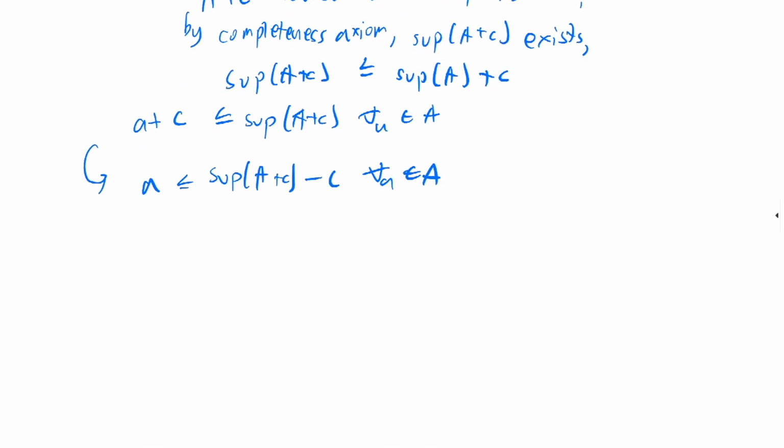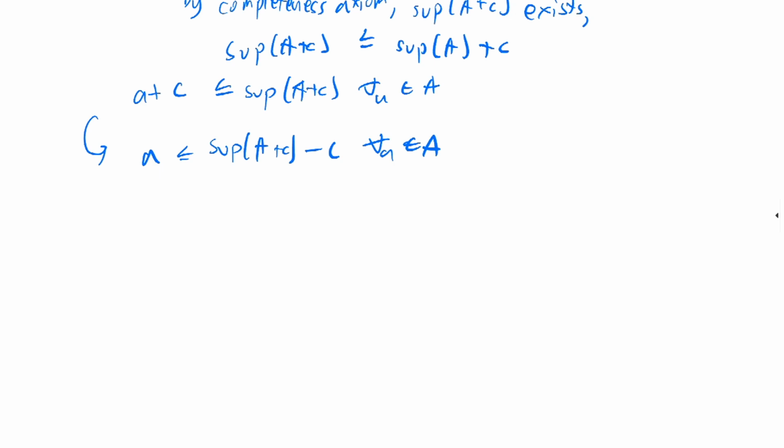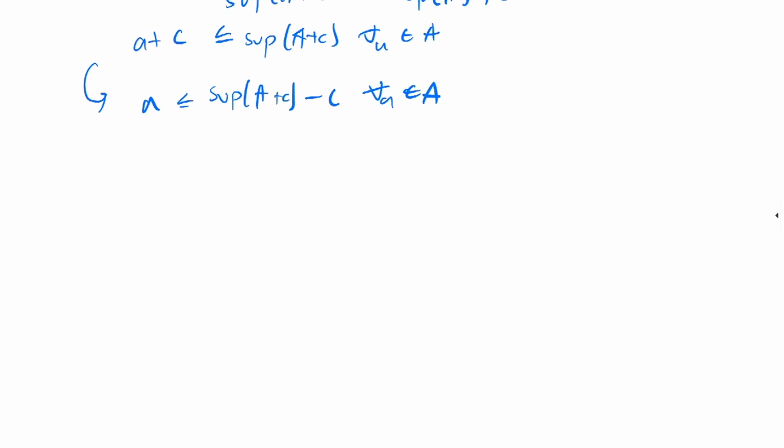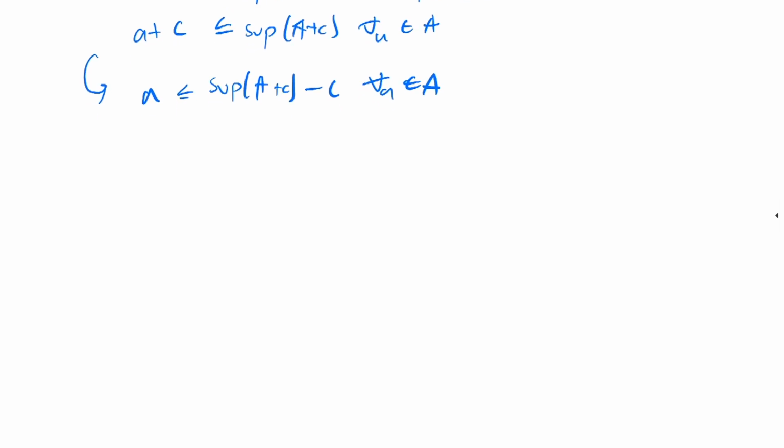And I'm writing this for all a within cap A because it keeps the proof very stable and very steady. This is really important, to be very careful when you go to graduate level mathematics or undergrad level mathematical proofs. Just be very careful. And this is really just saying that the supremum of cap A plus c minus c is an upper bound, I'm going to put BD, for A.